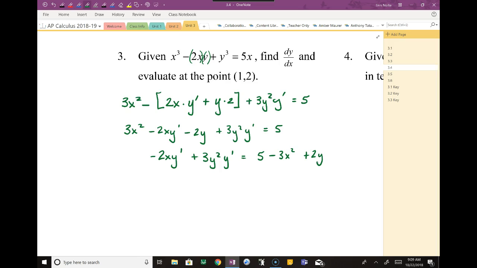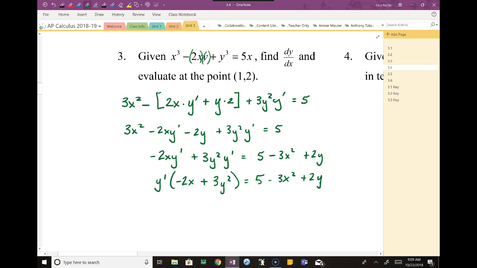Okay, so now how am I going to isolate that y prime if I have it in 2 different terms? They're not like terms. There you go. We're going to pull it out like a greatest common factor. So we're going to pull the y prime out, and then what's left over is going to be stuck in parentheses. If I pull y prime out, what's going to be left out of the first quantity? Negative 2x. And what's left out of the second quantity? 3y squared. Good. My right side doesn't get touched. We didn't do anything there.